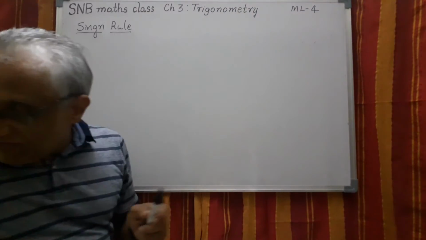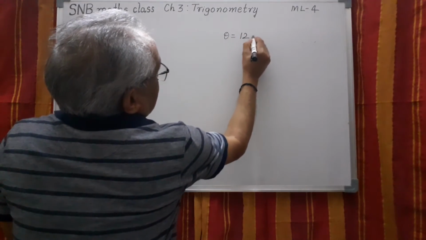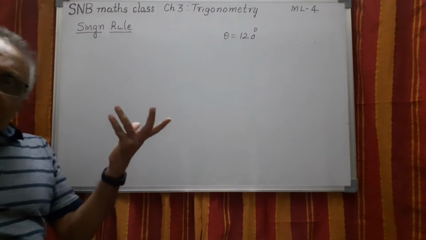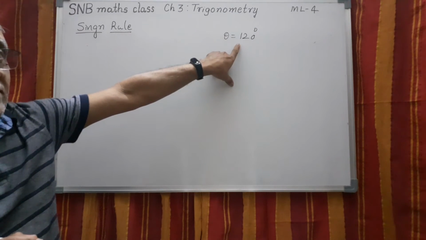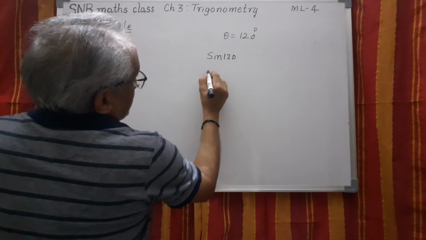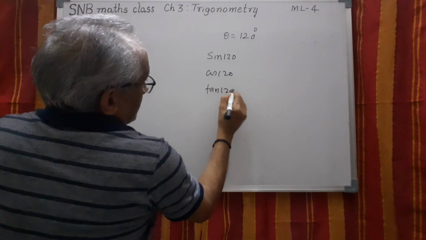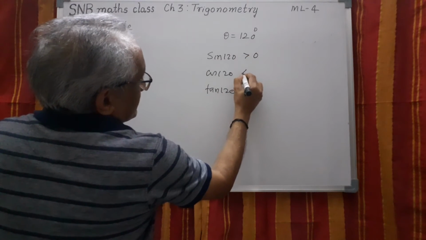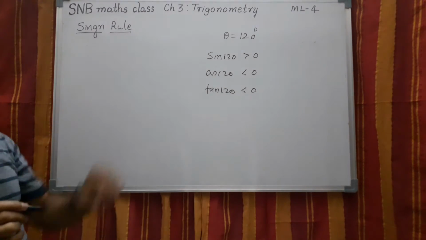For example, if I say theta equal to 120 degrees, suppose I use degree measure or radian measure, this is in which quadrant? This is in the second quadrant. So definitely if I write sine 120, cos 120 and tan 120, sine should be positive, cos should be negative, tan should be negative, because in the second quadrant only sine is positive.